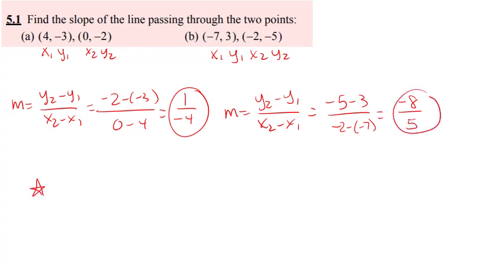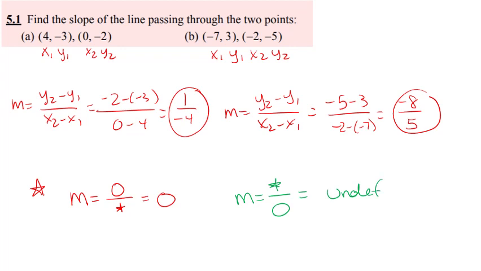Okay, just a quick note. If you had 0 over any number, let's just put like a little star here to represent a number, that's always going to be 0 slope. And let's say you had any number up on top and a 0 in the denominator, that's going to be undefined. So those are two things that do come up when doing the slope formula.